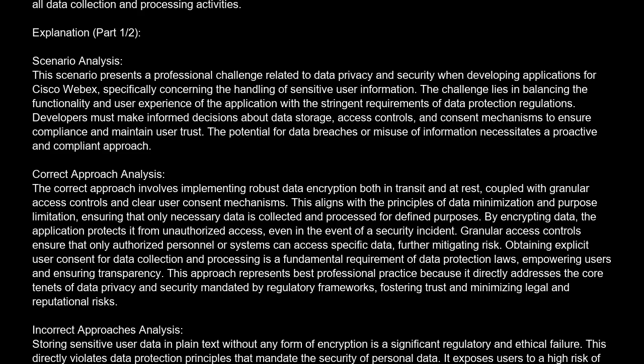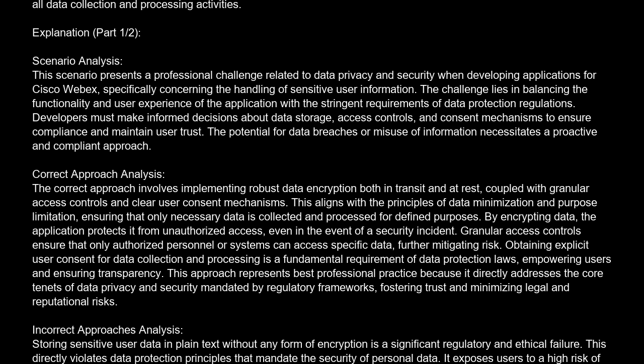Correct approach analysis. The correct approach involves implementing robust data encryption both in transit and at rest, coupled with granular access controls and clear user consent mechanisms. This aligns with the principles of data minimization and purpose limitation, ensuring that only necessary data is collected and processed for defined purposes. By encrypting data, the application protects it from unauthorized access, even in the event of a security incident. Granular access controls ensure that only authorized personnel or systems can access specific data, further mitigating risk.